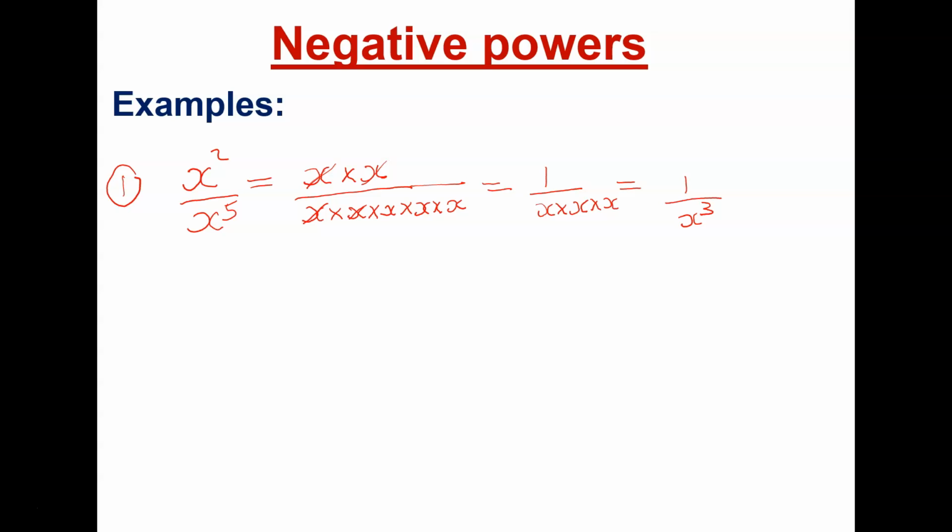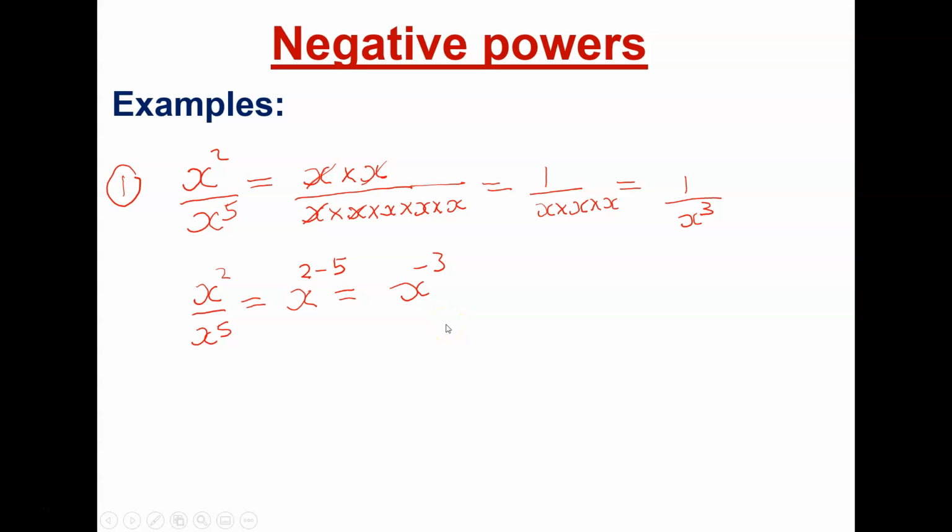Let us do this in another way. Let us say x power of 2 divided by x power of 5. I'm going to apply the division rule, which we have learned. So I'm going to take away the two powers. That gives you x power of minus 3. One time, when we use multiplication, we find 1 divided by x power of 3. And when we apply the division rule, that's what we got.